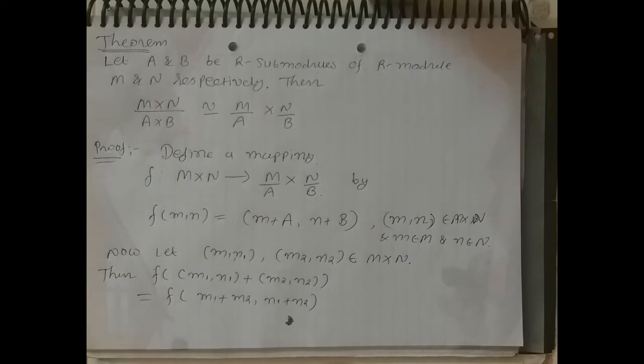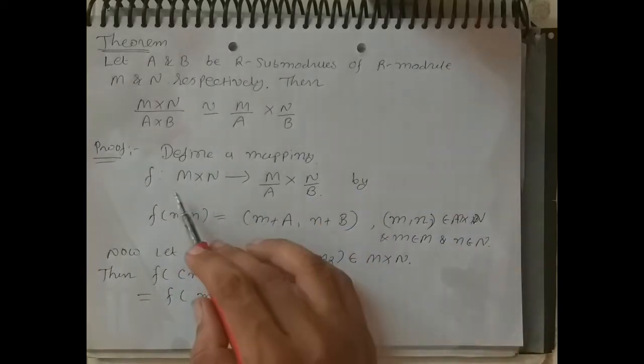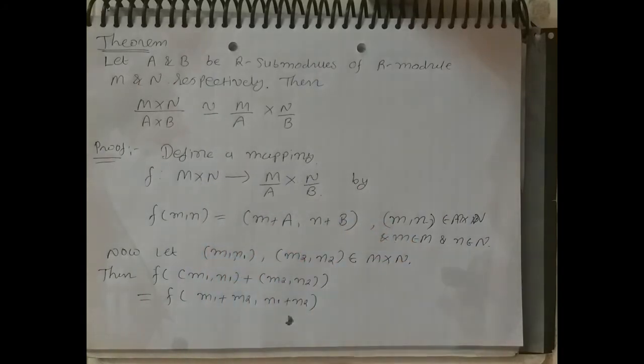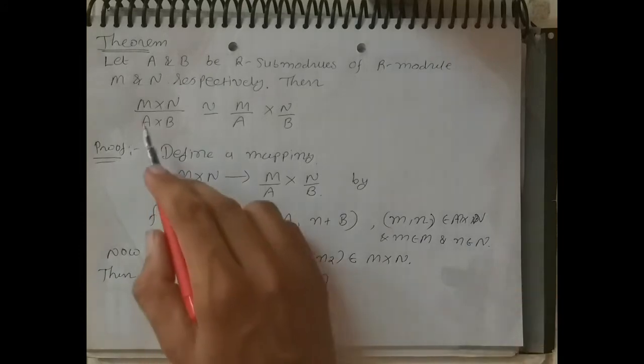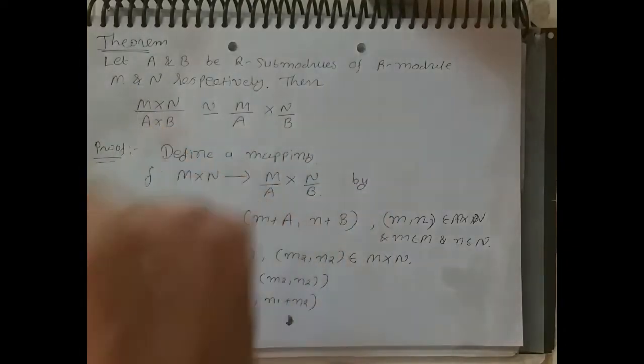So now we show that f is an onto R homomorphism from M cross N to M quotient A cross N quotient B. And then after we show that kernel of f is A cross B. Then by the fundamental theorem of R homomorphism we can write as follows.